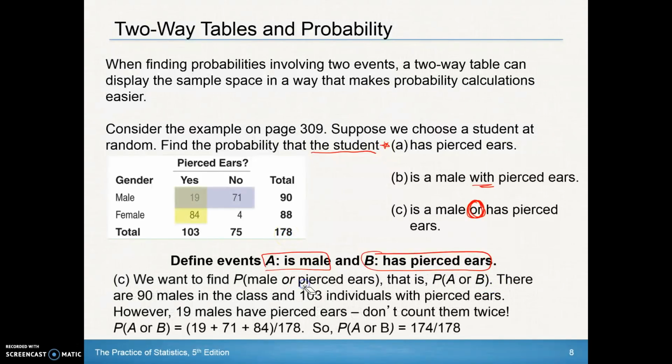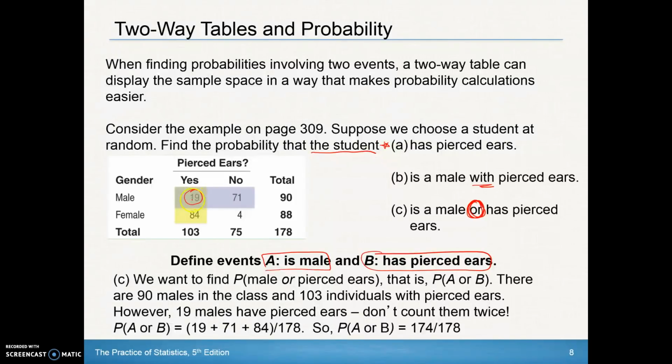Okay. Now, part C is, we want to look for a male or they have pierced ears. Okay. So we'll want to look at all the situations where they could be a male. If they're a male, that's that 19 and 71. And if I want to look at that they may also choose a person with pierced ears, that's 19 and 84. But if you notice what happened here, I would have actually counted 19 twice. So be careful when we count these. Do not count this 19 here twice.